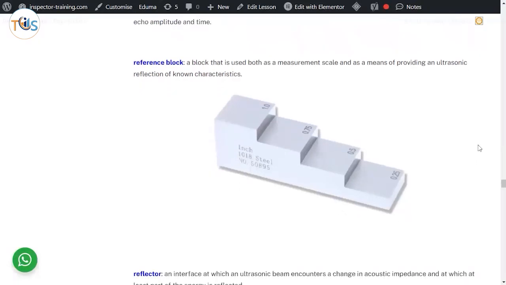The reference block is used both as a measurement scale and as a means of providing ultrasonic reflection of known characteristic. So, for example, you know this is 0.25 millimeter. You put the probe here, and then you calibrate on the monitor. You should see 25 millimeter. What you see, the back wall echo, should be 25 millimeter, or technically 50 millimeter, because it goes twice through the thickness. It goes once, hits the back, and comes back. Then you adjust it to 0.25, 0.70, 75, and 1 inch. Now you have calibrated your distance or the baseline on your UT machine.